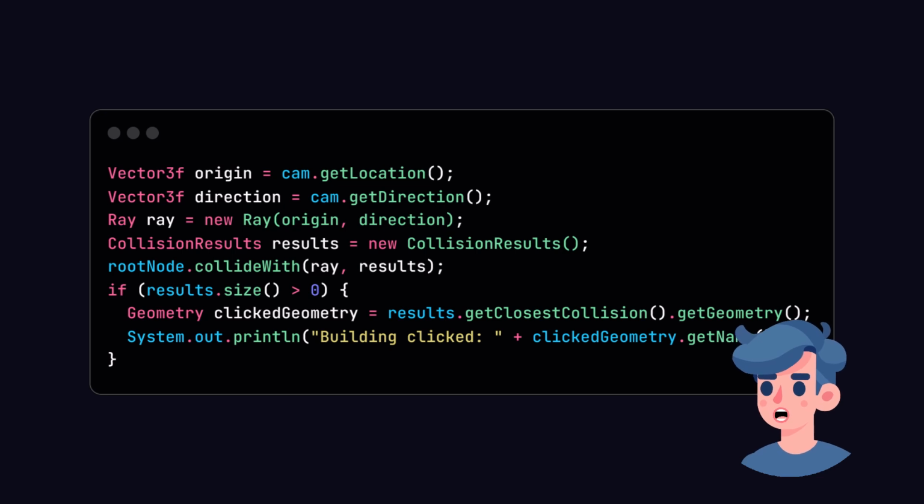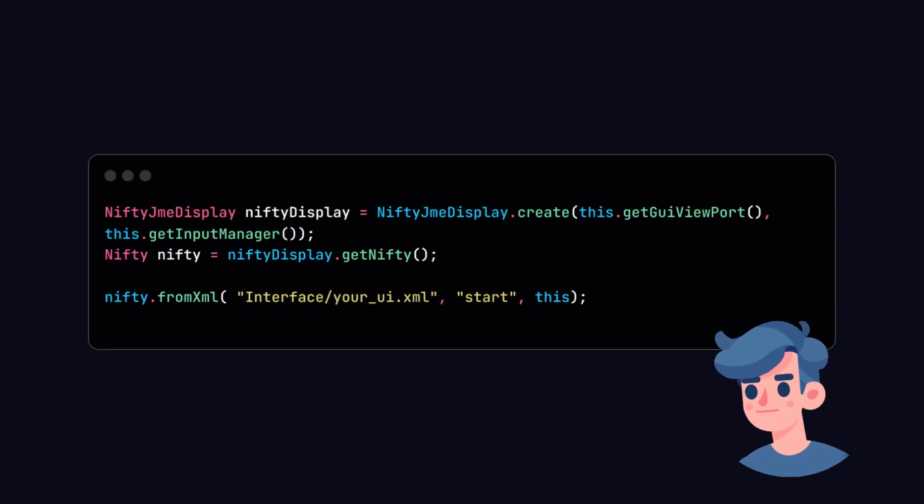Let's implement the logic to determine which building was clicked. We will perform a ray cast from the camera to detect the building under the mouse cursor. Next, we'll add a basic UI to allow players to manage their city. For that, we will create a simple interface to display the selected building's information.